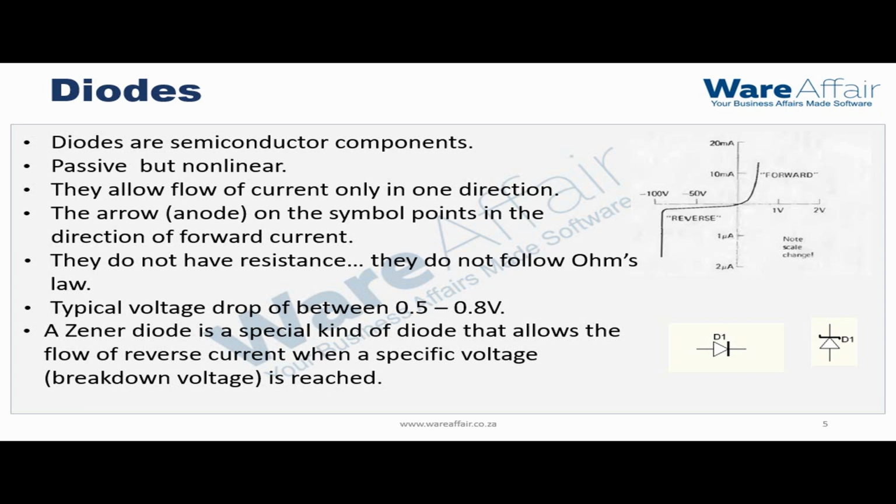They do not have any resistance, and as such they don't follow Ohm's law. The typical voltage drop of a diode is between 0.5 to 0.8 volts. A Zener diode is a special kind of diode that allows the flow of reverse current when a specific voltage is reached. This voltage is known as a breakdown voltage.